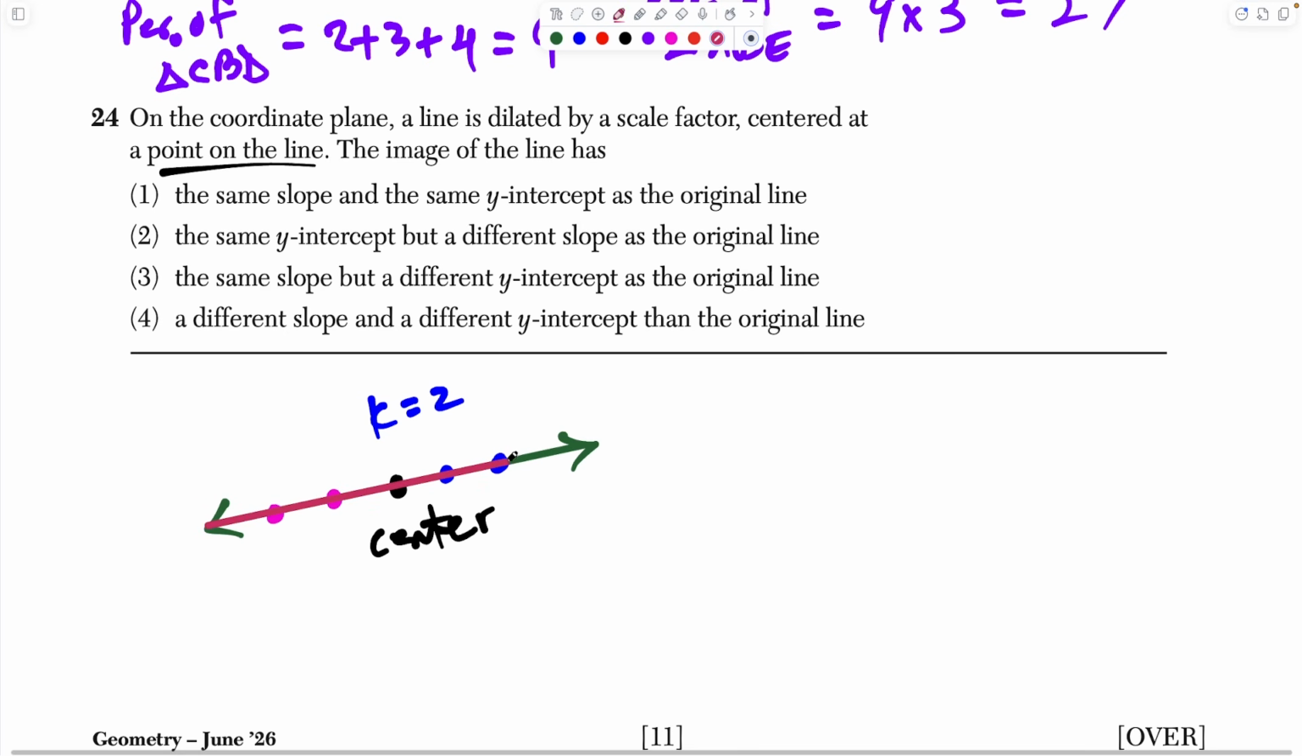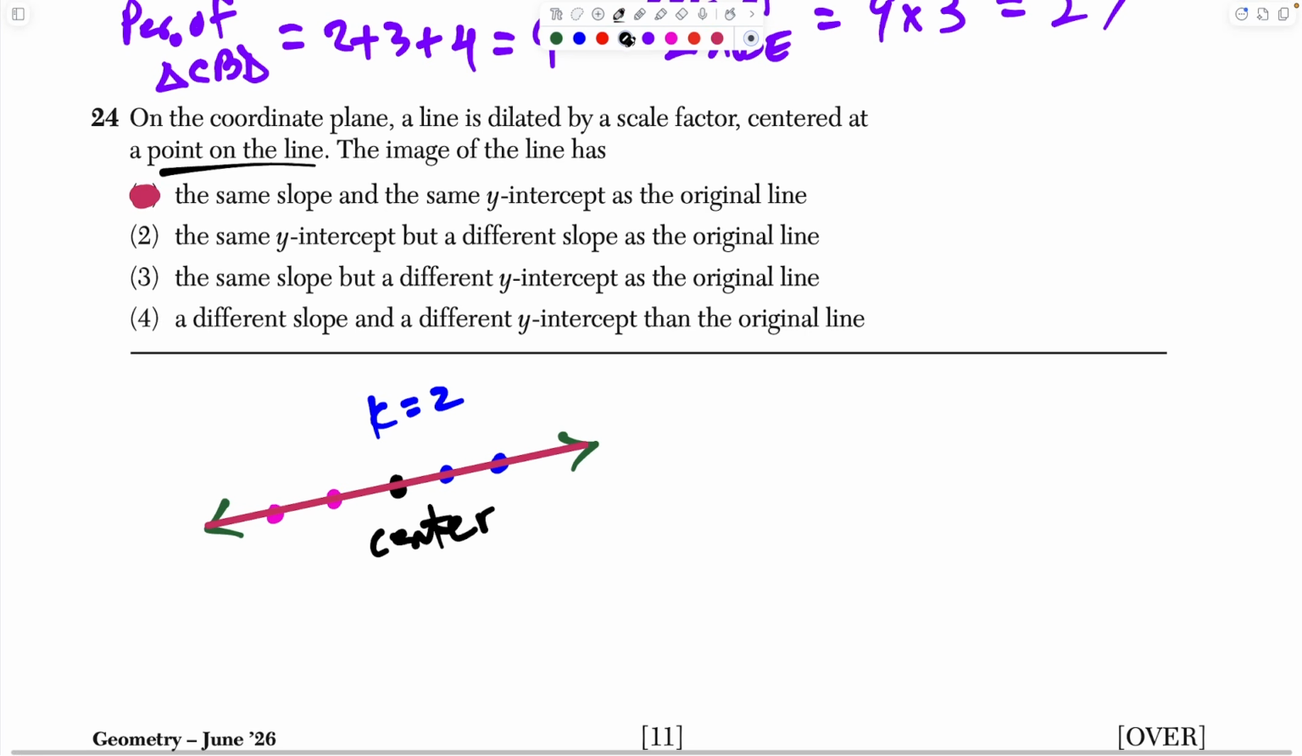So when you have a dilation of a line and the center of dilation is on the line, the line does not change, okay? This is one of those very sneaky questions where it feels maybe a little awkward picking the answer. You're like, wait, the line doesn't change, but the slope and y-intercept are the same as the original line. So choice 1 would be our answer.